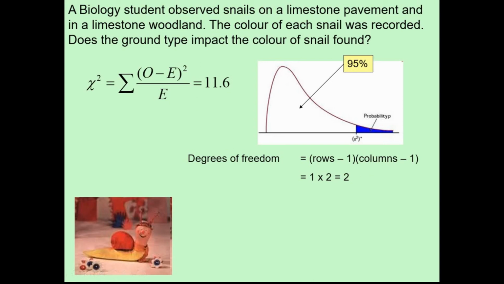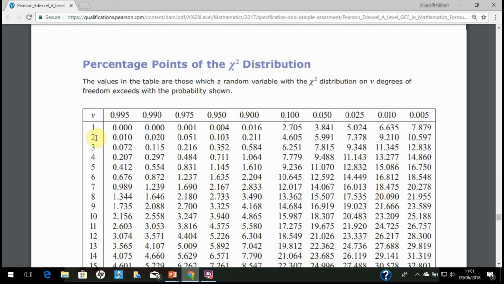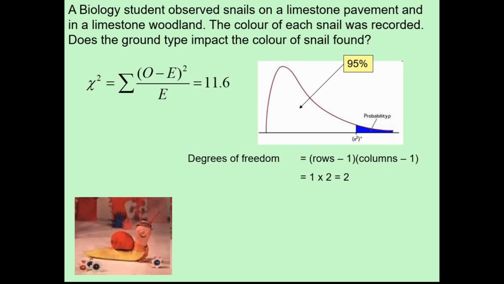So we can look that up in our chi-squared table. If we just go to the table, we've got 2 degrees of freedom. We want 5% to the right, so 0.050 to the right gives us a chi-squared value there, a critical value of 5.991. So there's our critical value.